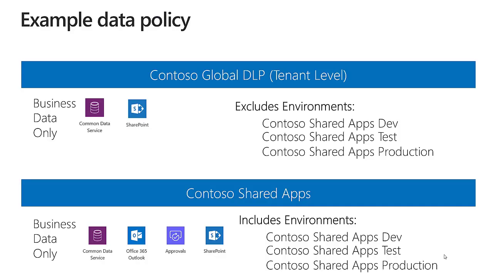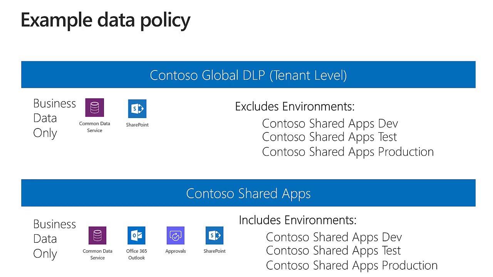In this example, Contoso has created a global tenant-level policy that excludes specific environments: shared apps dev, shared apps test, shared apps production. So it will apply to any other environment. In this example data policy, Contoso has created a tenant-level policy that applies to all environments except the ones that they've explicitly excluded, as you can see, the shared apps dev, test, and production. And the reason they've excluded those is because those particular ones have their own specific exception policy that's been created.